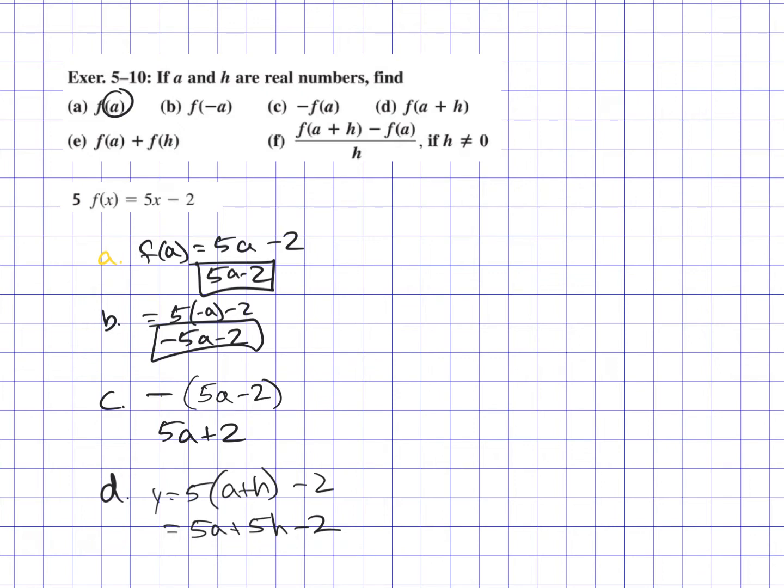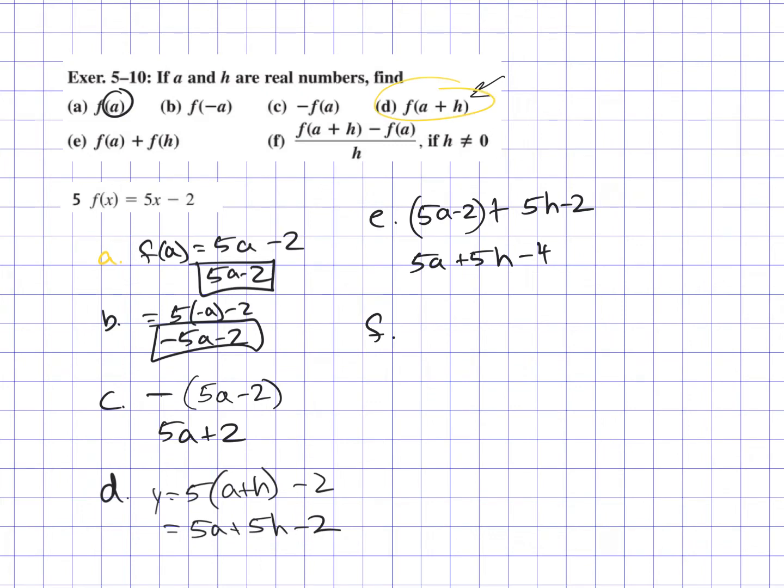And now let's do E. E is going to be f of A plus f of H. Well, we have f of A already. That's part A. So that's 5A minus 2. And then we are adding f of H. So let's plug H in. So H would be 5H minus 2. So we have 5A plus 5H. And minus 2 plus a negative 2 is minus 4. And the last one, we need f of A plus H, which we have in D.